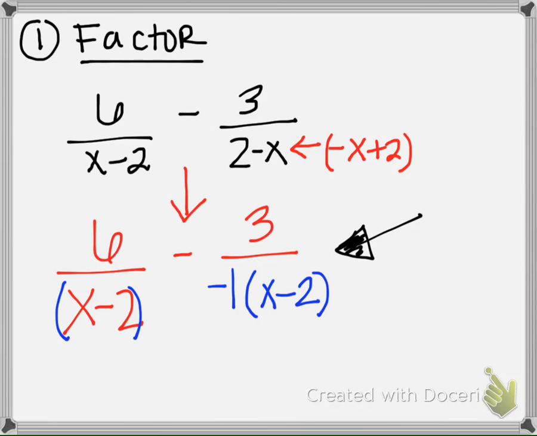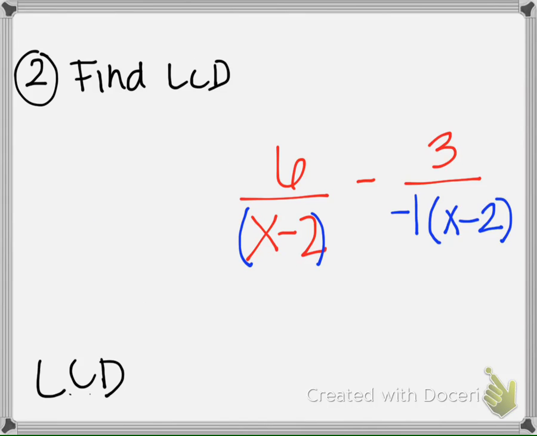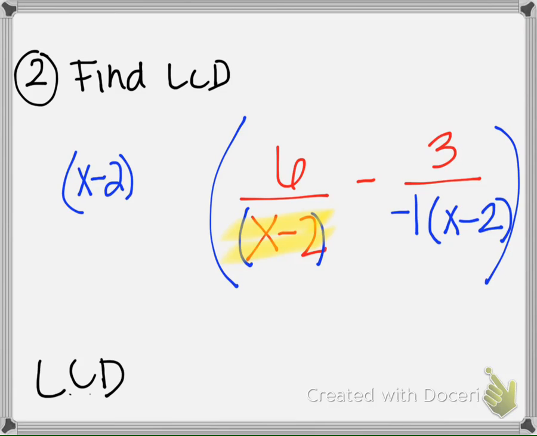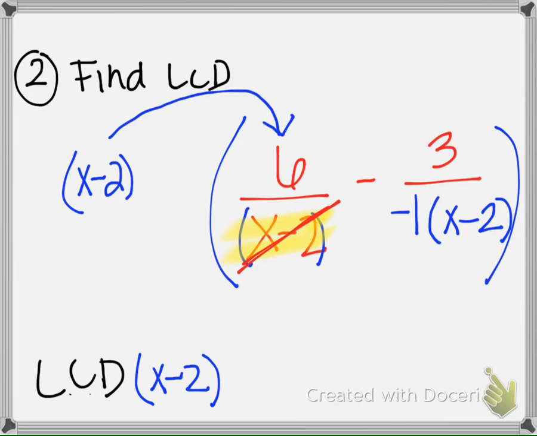And now it's time to find the least common denominator. So to do that, I'm going to take what's in the denominator here, x minus 2, and that's part of my least common denominator. And if I were to distribute this here, this will cancel out with this. And now if I distribute here, this is going to cancel out with this, but what we don't have is this negative 1.